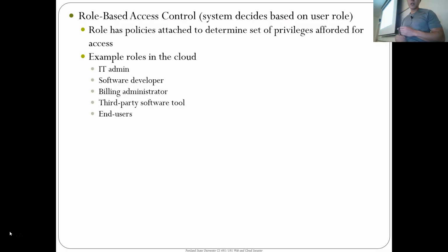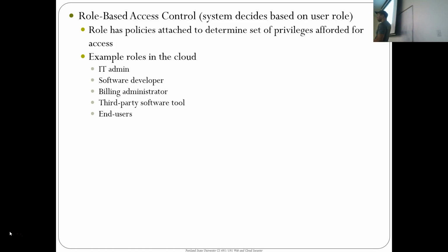The other one is role-based access control. And the system does decide in this case, but it decides based on user roles that are assigned to particular individuals or groups. And so this role has policies that can be attached to it, just like in that previous slide that I mentioned. And then these policies specify what privileges are allowed in that policy. And you would usually attach the policy to the role.